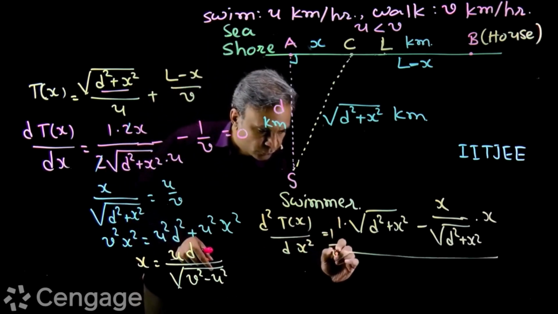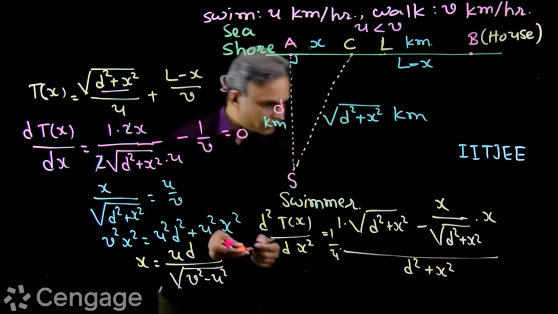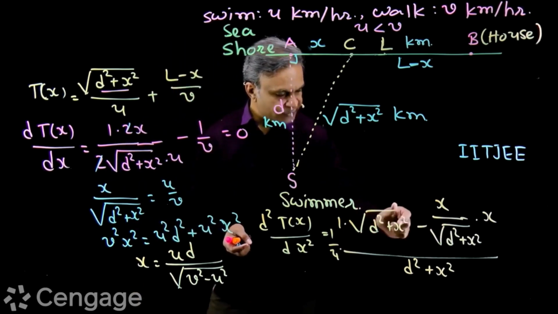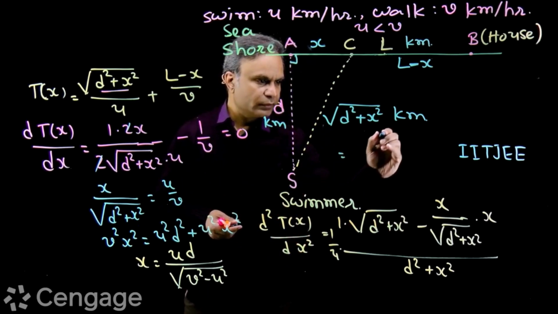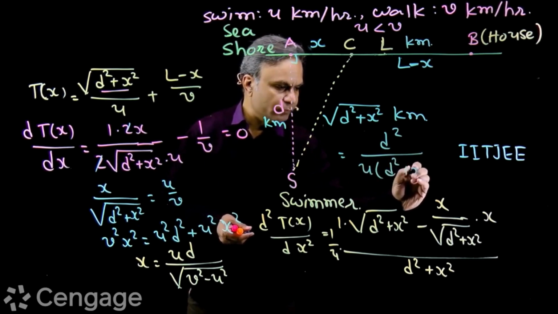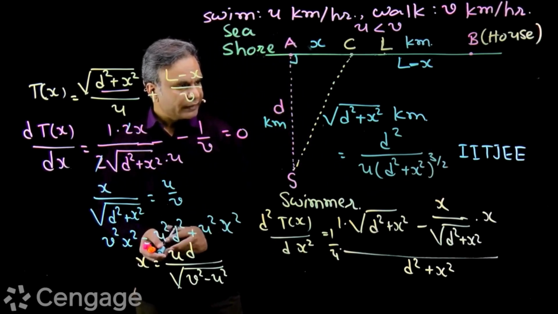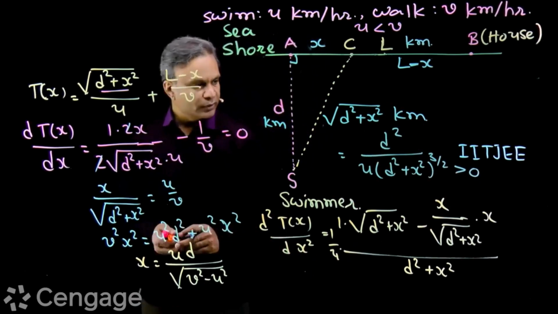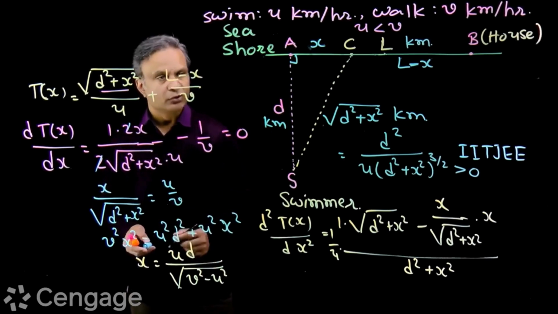Here we have 1 upon u also, so here we will have d square plus x square, okay. Let's simplify this. Here we will have d square plus x square minus x square means d square. So this will be d square upon u multiplied by d square plus x square power 3 upon 2, okay. Now definitely this will be positive for all values of x, okay. ये हमेशा positive होगा. So this will be point of minima. ये point of minima होगा.